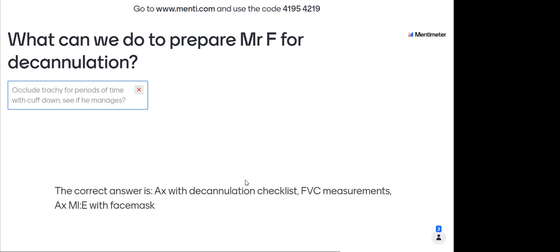First one that's come up: occlude the trachea for periods of time, with the cuff down, and see if he manages. So yes, absolutely. Cuff down, tolerating occlusion, so we're looking at airway patency, aren't we? Other things are, obviously, we know that Mr. F is being clearwayed via his trachea, and he's probably going to need a period of time being clearwayed facially once his trachea is out.